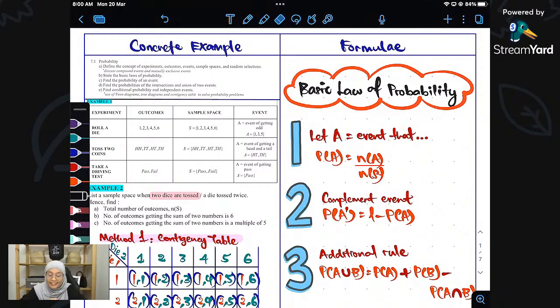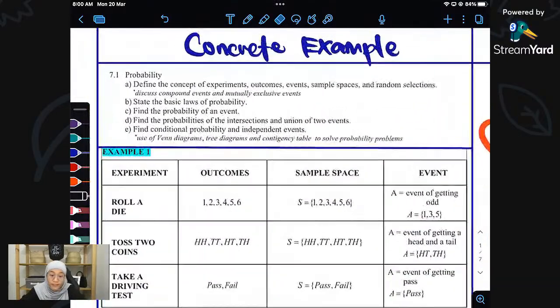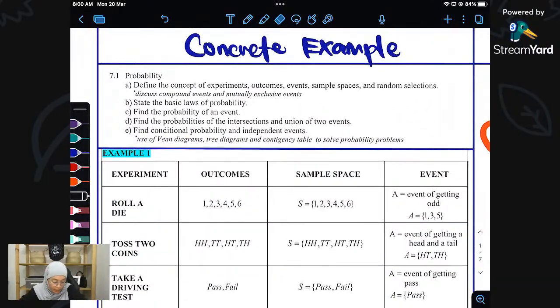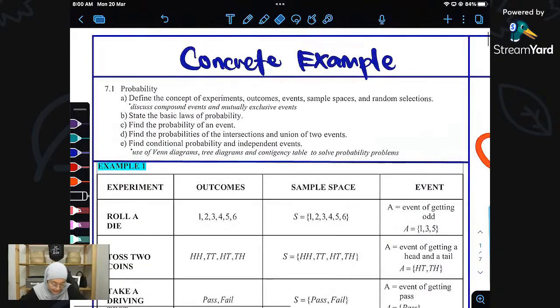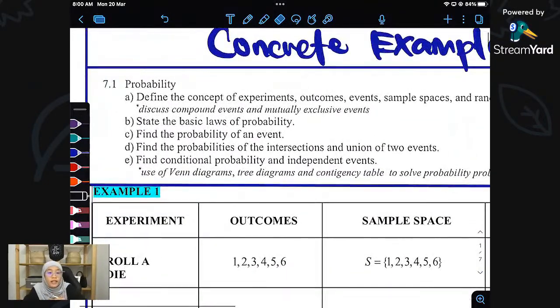Chapter 8 is the last batch, but this batch has a new syllabus, which we call chapter 7 instead. So, chapter 7 is probability. Okay, 7.1 is probability, 7.2 is also probability, but you will learn more about permutations and combinations. But in this live video, we will learn 7.1 first, which is the probability.